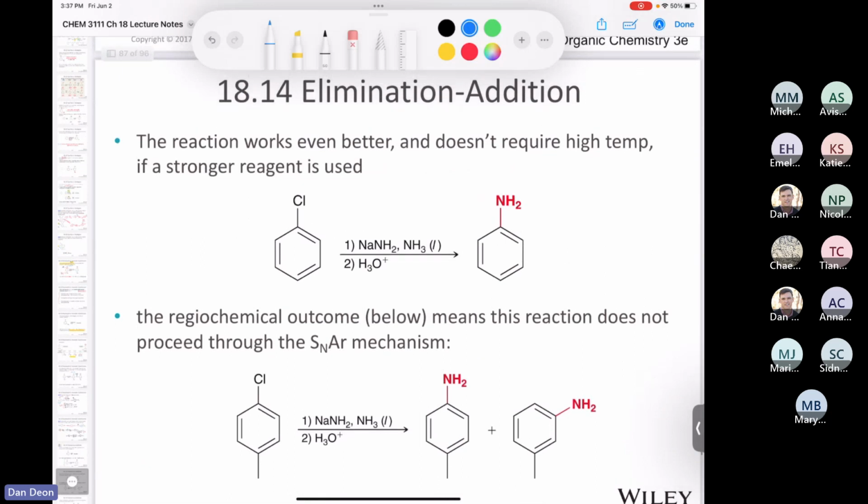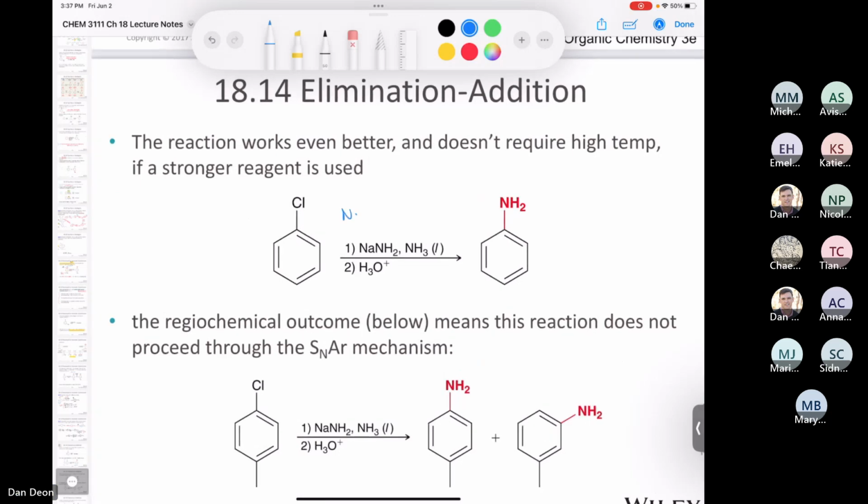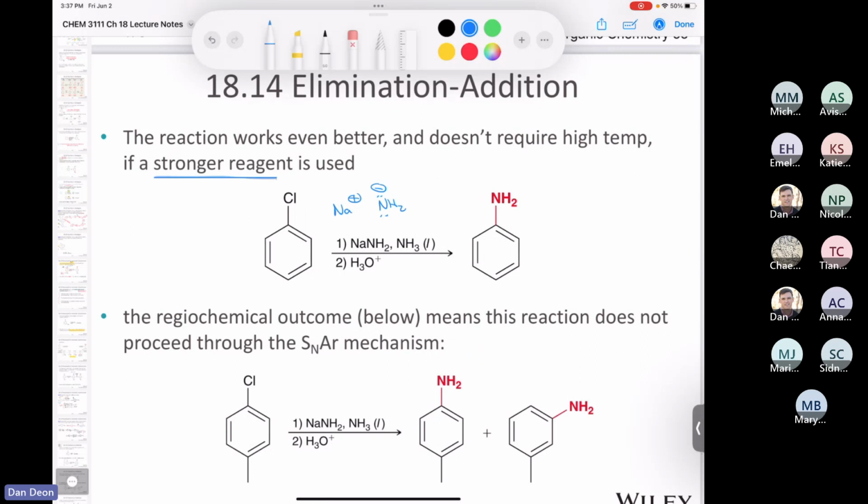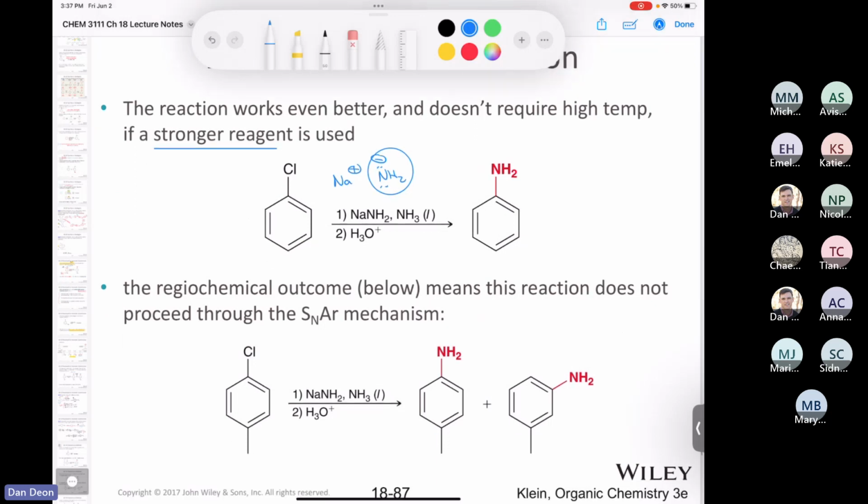It says the reaction works even better and doesn't require high temperature if you use a stronger base. Okay. So remember the amide ion. So this is Na+, NH2−. So this is an even stronger reagent, the amide ion. And so they tried that at room temperature, I guess, and got it to work. And again, it's not an SNAr reaction, can't be, because there's no electron withdrawing group. So what's the mechanism here?